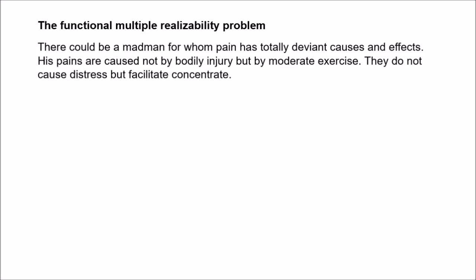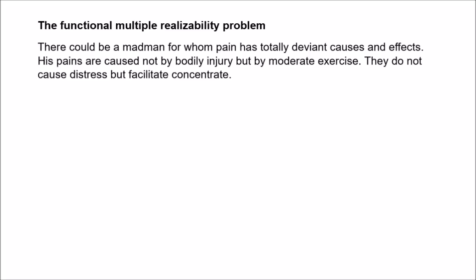Lewis suggests that there could be a madman for whom pain has totally deviant causes and effects. The causal role of pain in this madman is different from the causal role of pain in normal people. Rather than being caused by bodily injury, his pain is caused, Lewis says, by moderate exercise on an empty stomach. Rather than being distracting, his pain facilitates concentration on mathematics. And he has no desire whatsoever to alleviate his pain.